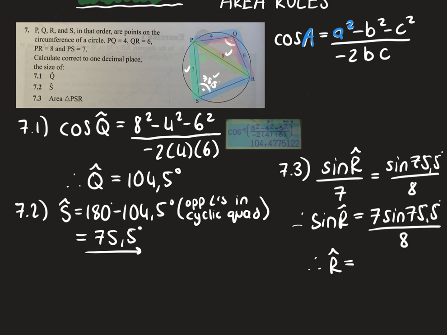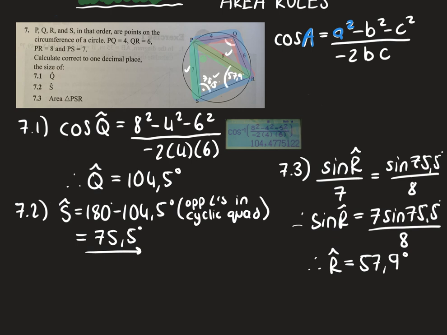So let's do shift sine of this whole fraction, 7 sine of 75.5 over 8, close bracket, and then I'm going to get 57.9 degrees. Okay, so that's this angle here.